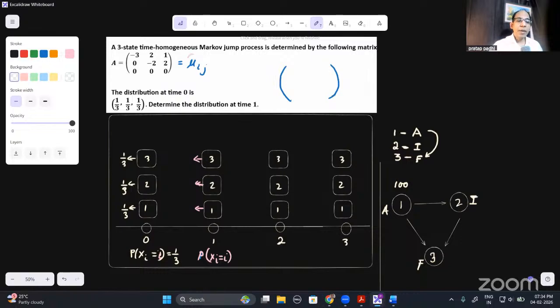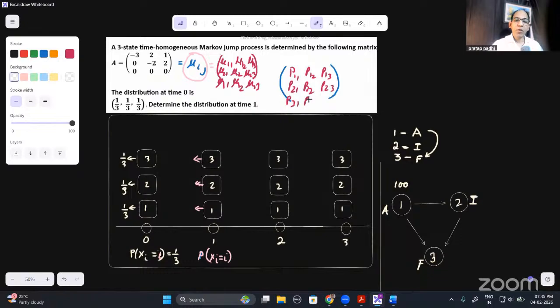But intensities are given. So what you need to do is find, let me write here, these are the intensities: mu11, mu12, mu13, mu21, mu22, mu23, mu31, mu32, mu33. These are given. From these intensities, you are supposed to find these probabilities: P11, P12, P13, and the one-time probabilities P21, P22, P23. This is for discrete time.